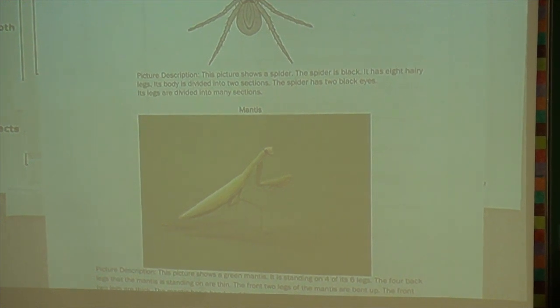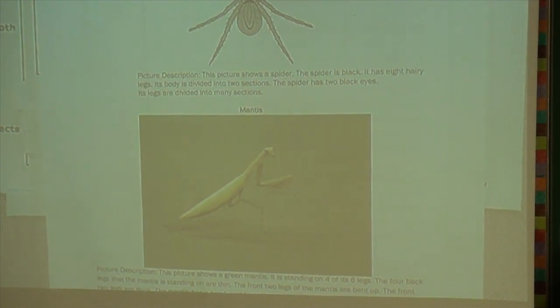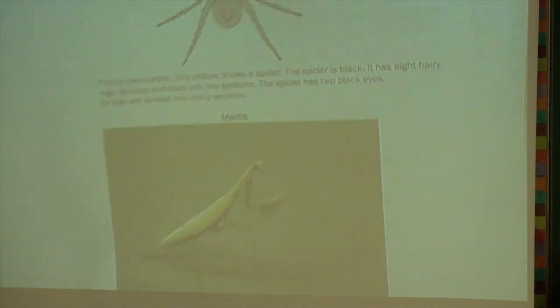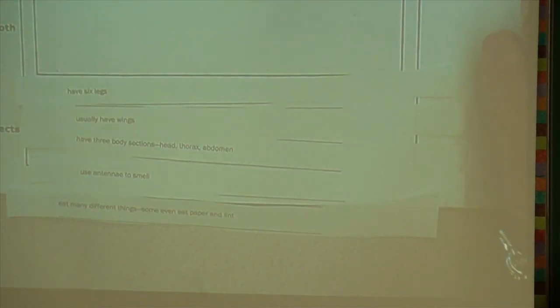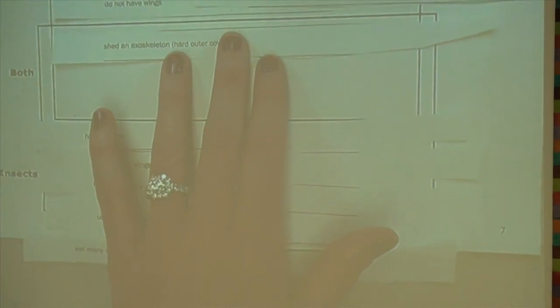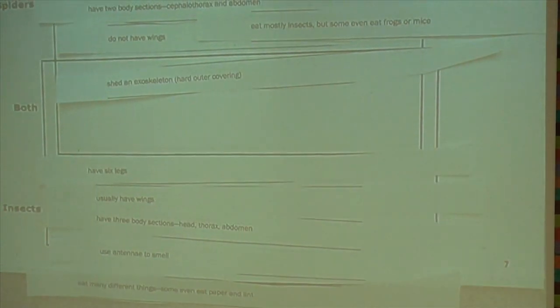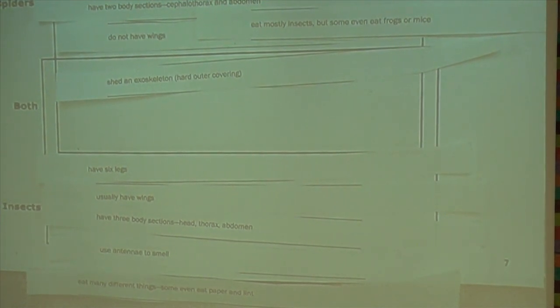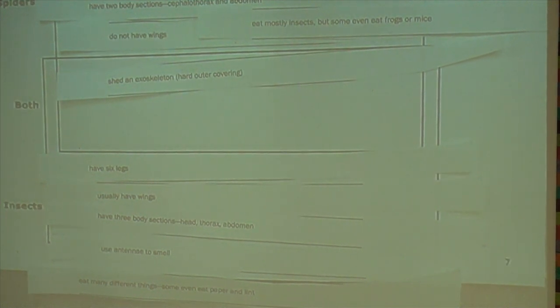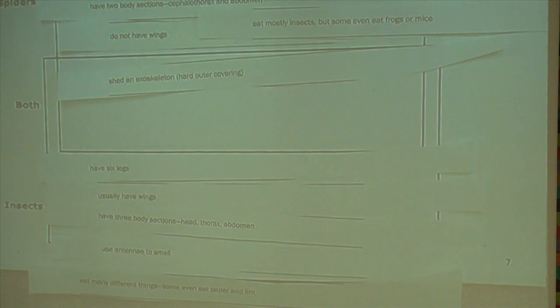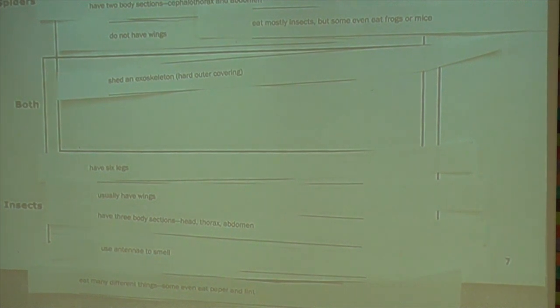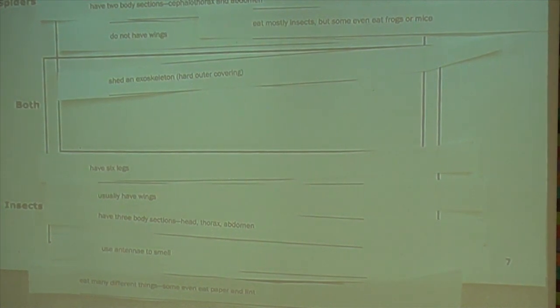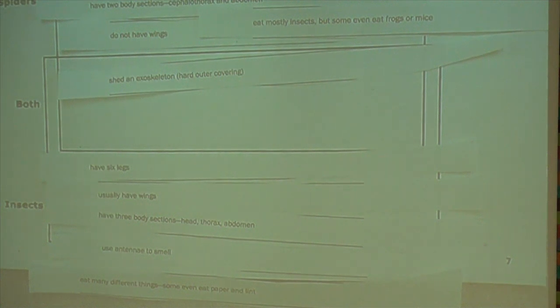Exoskeleton. Okay, does anybody know about an exoskeleton, what that is? It is true for both of them. They can shed an exoskeleton, the hard outer covering. Victor, do you know anything about that? It's like dried skin. It can be. It's like what snakes do. The skin gets all dried up and it's all dead, and then they get new skin.